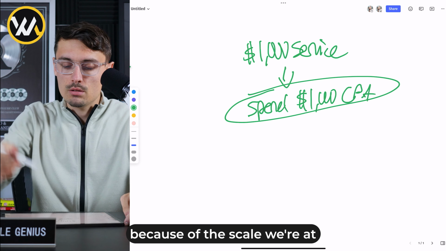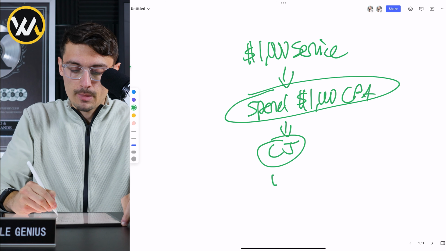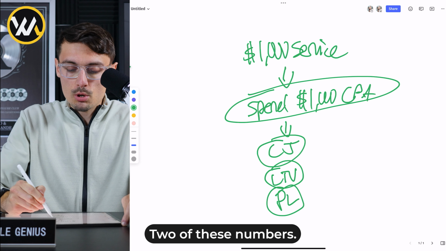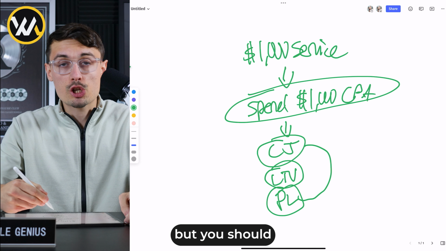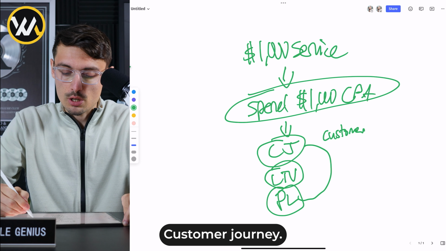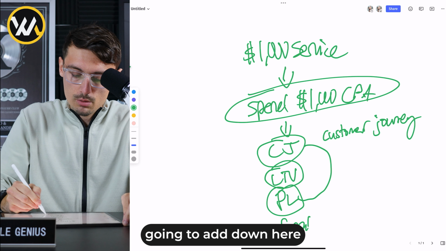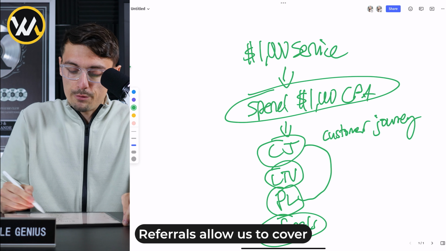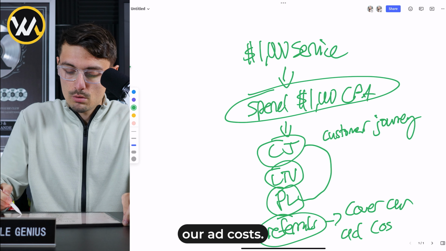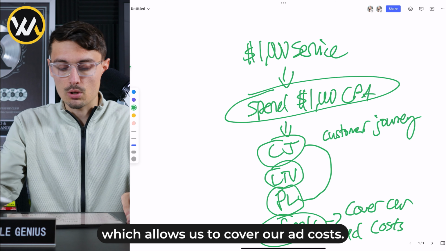Because of the scale we're at, we're focused on a couple things. CJ, LTV, and PL. Two of these numbers, you might not even know what they mean, but you should know what lifetime value is. What is CJ? Customer journey. And then this one we're going to add down here, which is referrals. Referrals allow us to cover our ad costs. We're one of the leading partners in the advertising space. We get a ton of referrals every single day, which allows us to cover our ad costs.